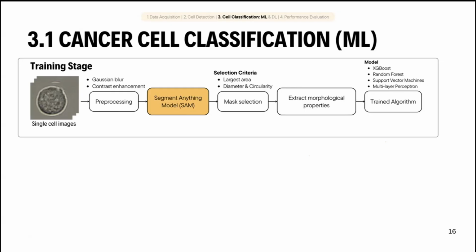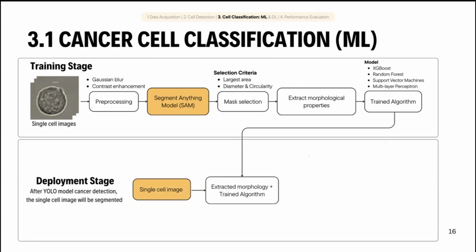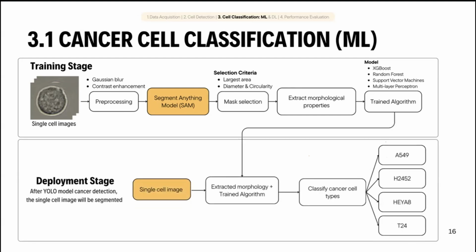To process machine learning models like XGBoost, random forest, support vector machine, and multi-layer perceptron. And this will help us to see which machine learning algorithm suits best with our data. And the trained algorithm will then be passed to the deployment stage. After we get the cropped images detected from the YOLO model, the morphological properties will be extracted by SAM and passed through the trained model to classify each of the cancer types.